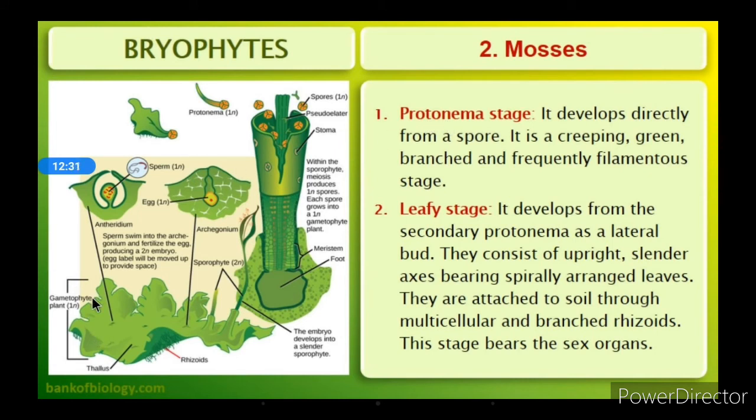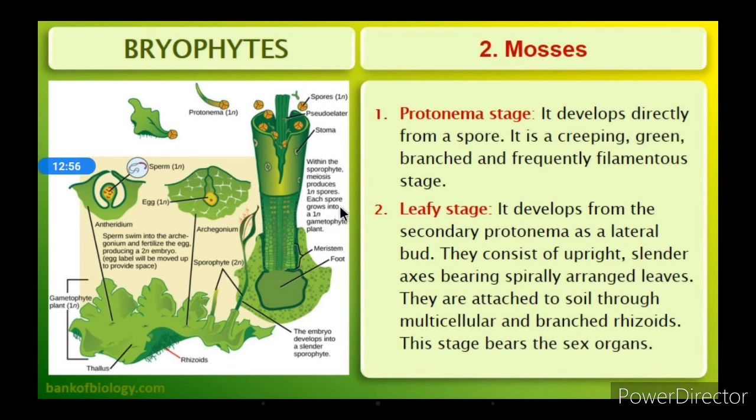So we know that male gamete and female gamete, sperm and egg, fuse, they will form the zygote. Then a structure known as sporophyte is formed. Then they will release the spores. So the first stage that it develops, what is protonema stage? It develops directly from the spore. Okay, it is a creeping, green, branched and frequently filamentous structure you can see here.